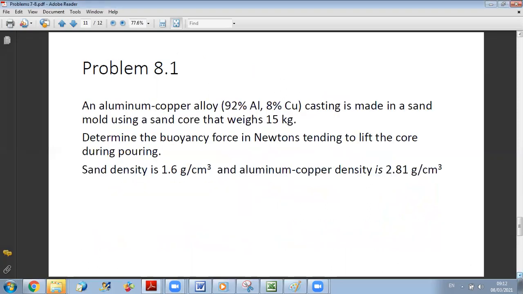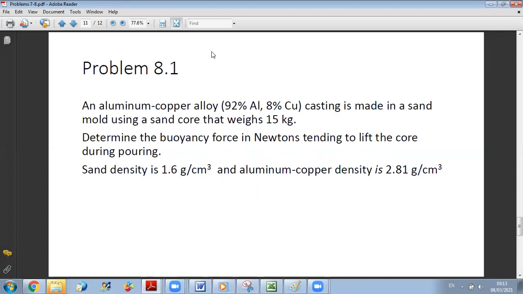An aluminum copper alloy, composition 92% aluminum, 8% copper, is made in a sand mold using a sand core that weighs 15 kilograms. Determine the buoyancy force in Newton tending to lift the core during pouring, knowing that the sand density is 1.6 gram per centimeter cube, and the aluminum copper density is 2.81 gram per centimeter cube.